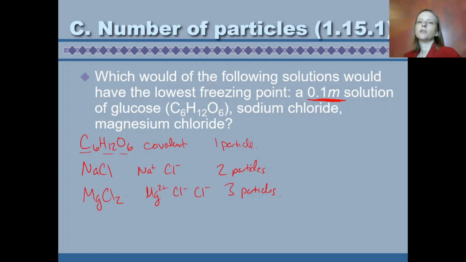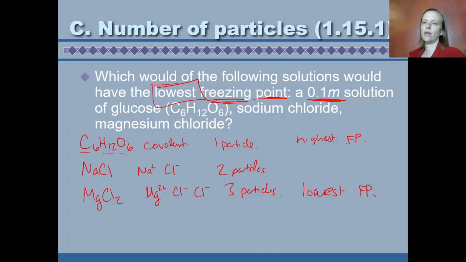So when I want to know who has the lowest freezing point, this is all about freezing point depression. The more particles the solute creates, the lower the freezing point will be. So magnesium chloride will have the lowest freezing point. Glucose will have the highest freezing point, and the sodium chloride will have a middle freezing point.